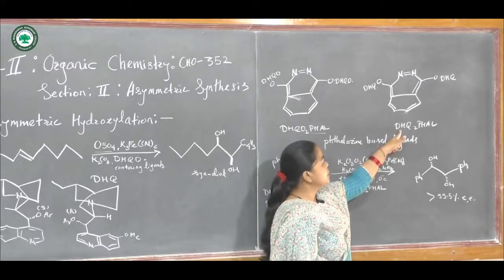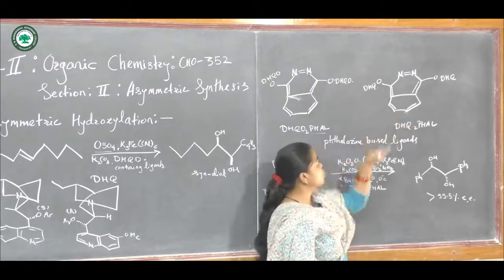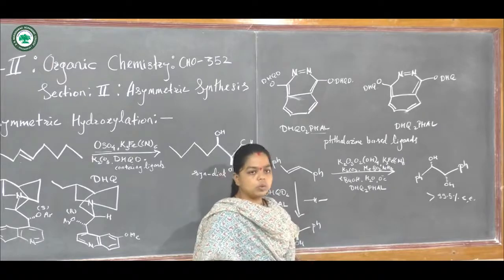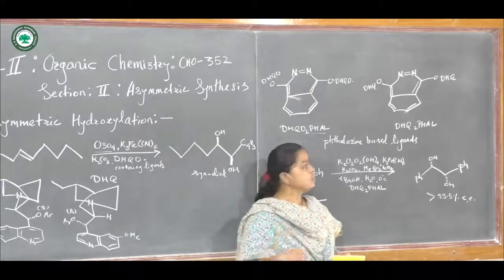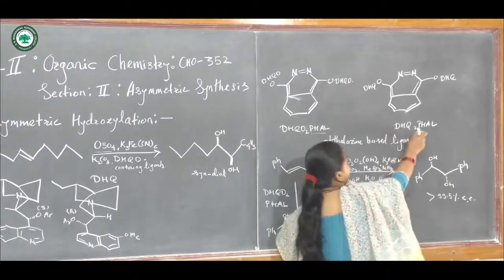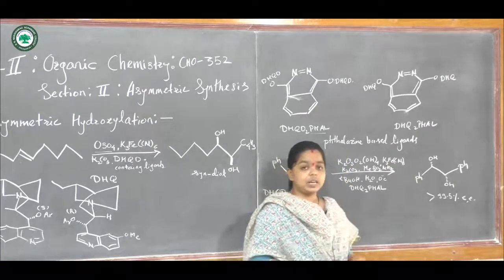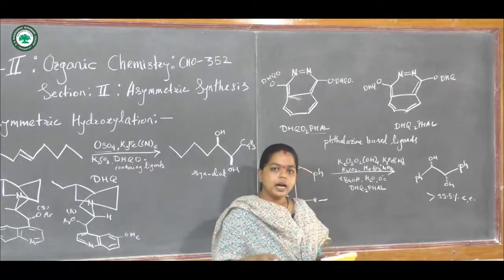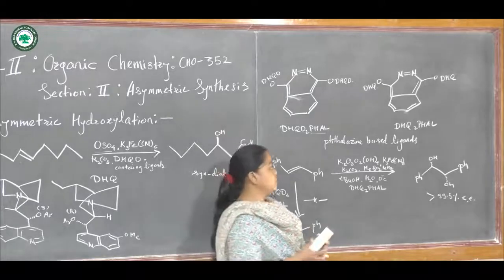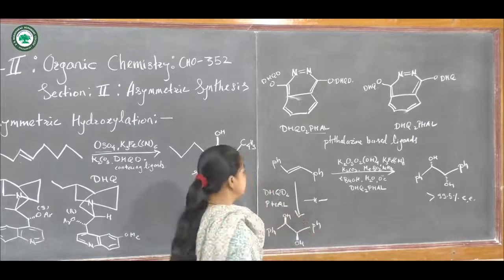Here the same structure is given again, the PHAL, phthalazine based structure. 2 oxygens are present, and they are attached now to the dihydroquinine molecule. We have seen this structure, the dihydroquinine molecule, 2 molecules, therefore (DHQ)2 is present. Now dihydroquinine has the R configuration, we know, and the dihydroquinidine molecule has the S configuration. So they are enantiomers of each other. So again this becomes another example of chiral ligands.